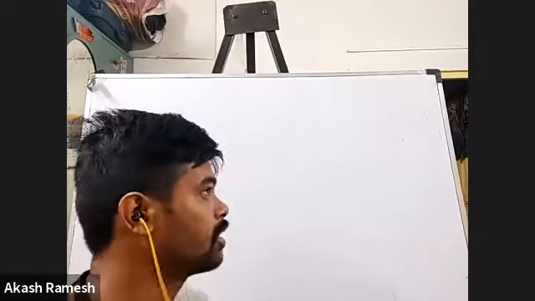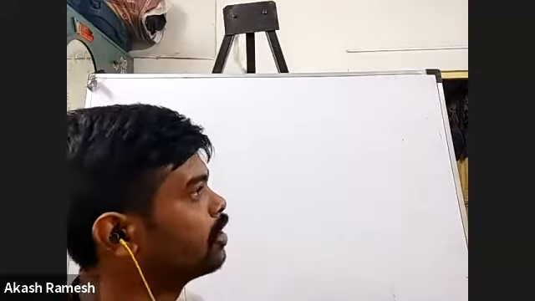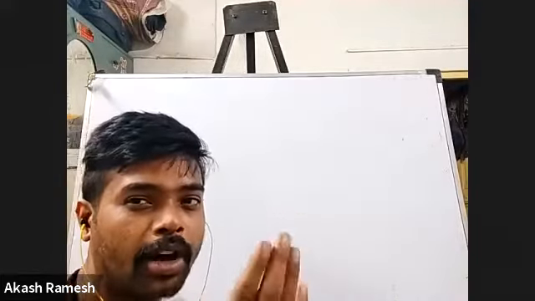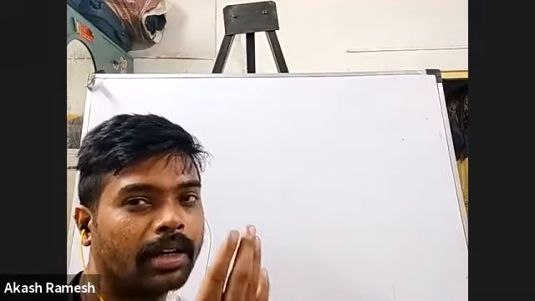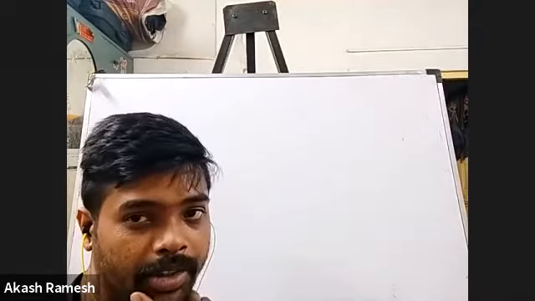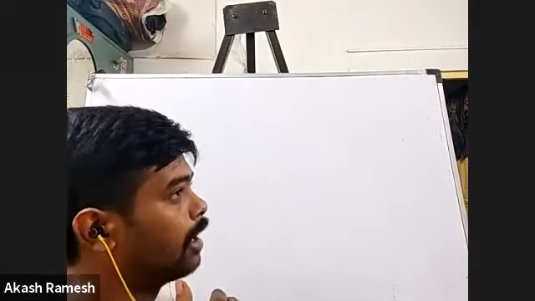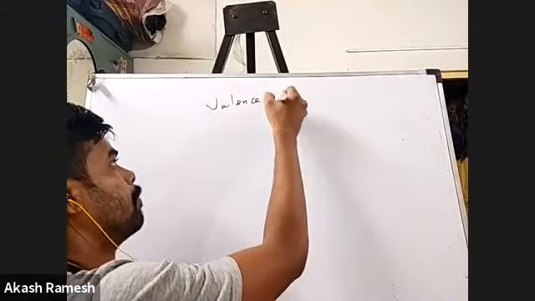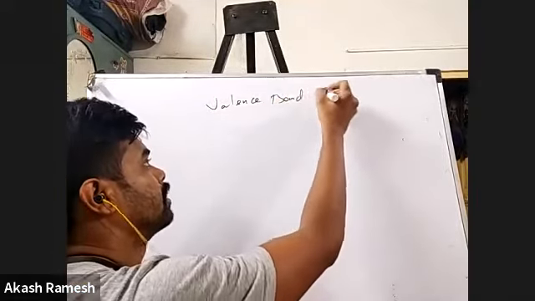Actually, what I can do is, there is one more theory, the next theory which we're going to see, which is valence bond theory. There is a lot of correlation and a lot of connection between Lewis theory and the theory which I'm going to see now. Okay, fine. So we'll see this valence bond theory.